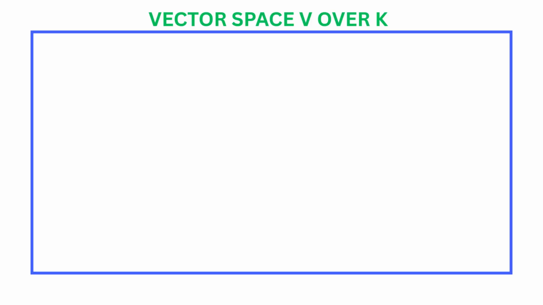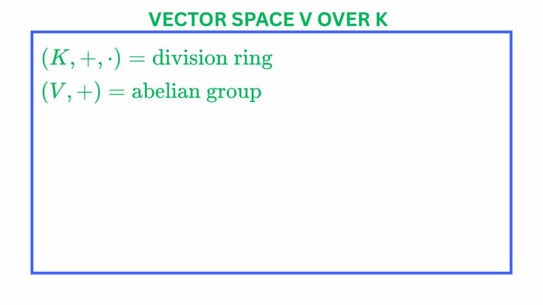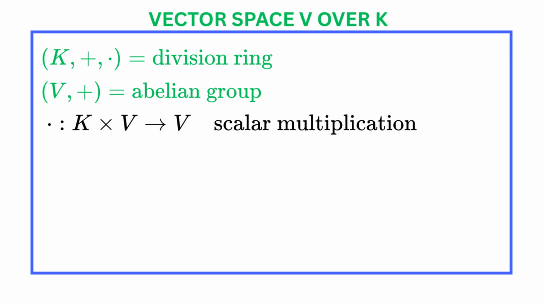In the definition of a vector space that I presented in Lesson 4, the set of vectors equipped with an additive operation was required to be an abelian group. The vectors can be scaled by the elements of another set K, which is equipped with addition and multiplication such that a division ring structure on K is established. Scaling means that there exists a function from the Cartesian product K times V to V, known as scalar multiplication. Finally, scalar multiplication is required to satisfy four compatibility equations.